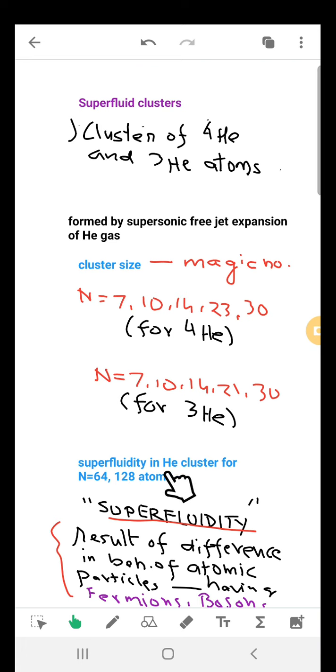So superfluidity in a helium atom cluster for n equal to 64, and 1 equal to 128 atoms, is double of that. So two clusters coming together having 64 atoms will form a 128-atom cluster. This is superfluidity. We call it superfluid because there is no viscosity involved, and it is a result of the difference between the two atomic particle types, fermions and bosons.